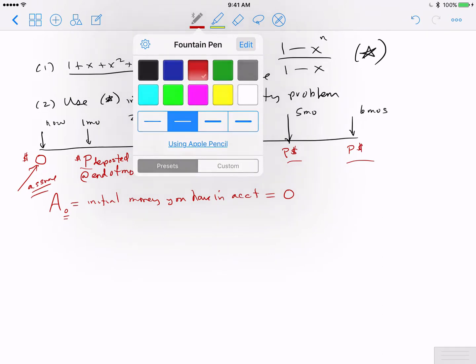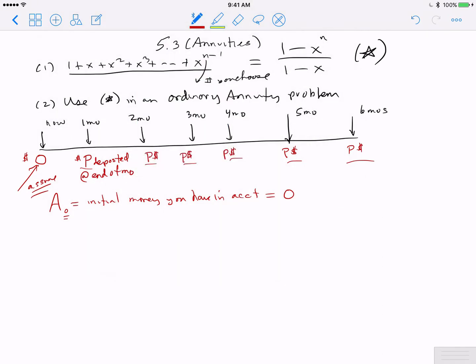The next feature is one that characterizes what it means to be an ordinary annuity. What makes it an annuity is that you are making the same payment or deposit in this problem at a regular time interval, that in this problem being every month. So the same payment deposited on a regular time frame is what makes this an annuity problem.